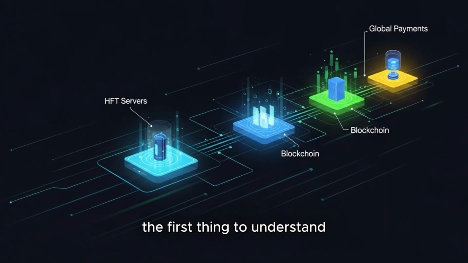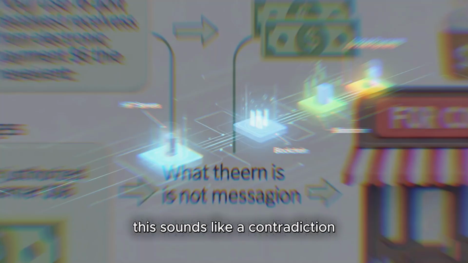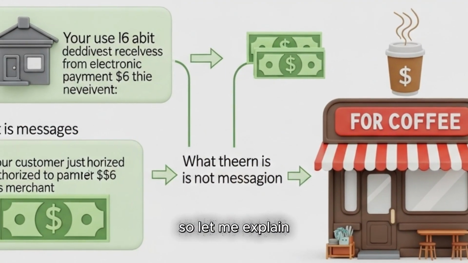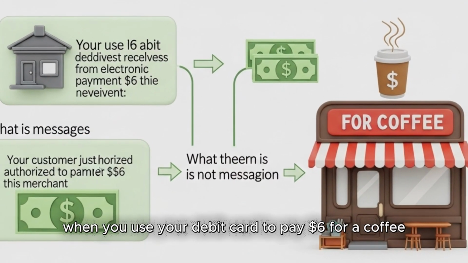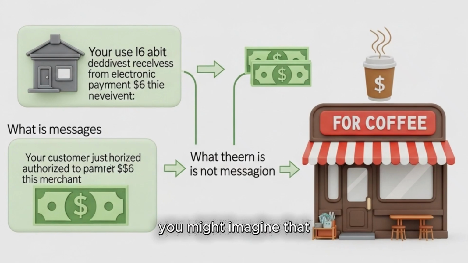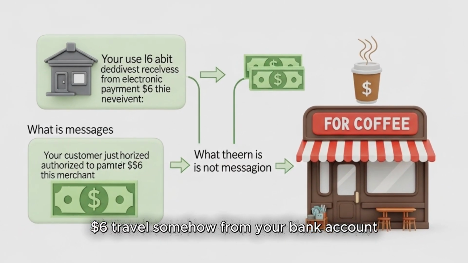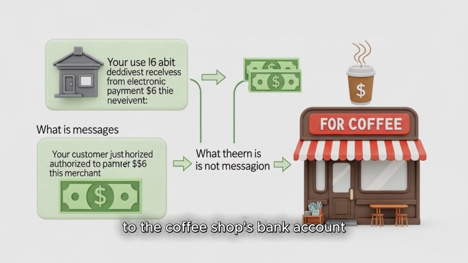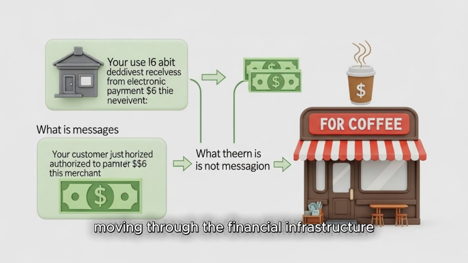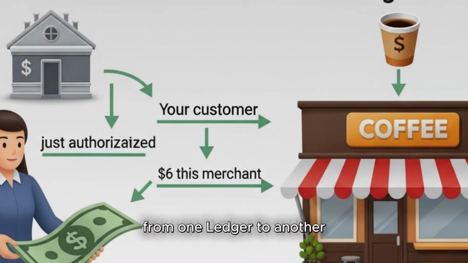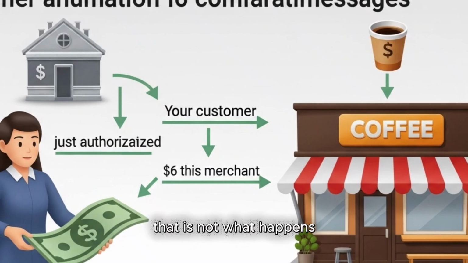The first thing to understand is that most money never actually moves. This sounds like a contradiction, so let me explain. When you use your debit card to pay $6 for a coffee, you might imagine that $6 travels somehow from your bank account to the coffee shop's bank account, some kind of electronic packet moving through the financial infrastructure from one ledger to another. That is not what happens.